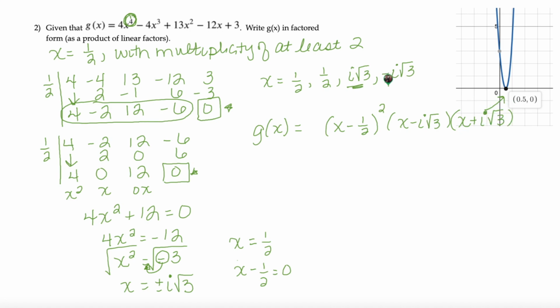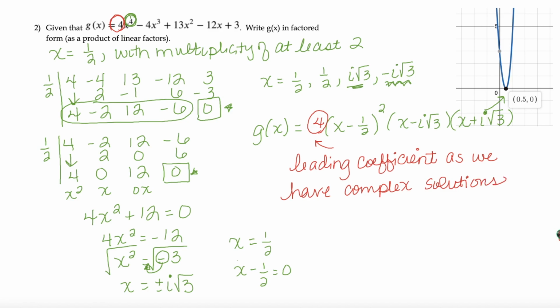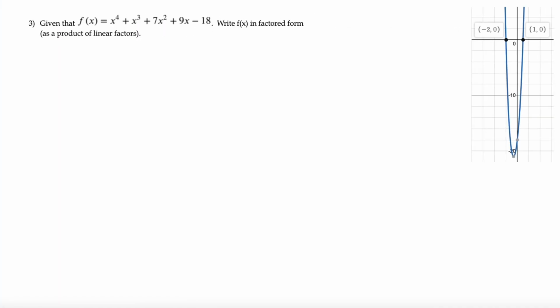From here, if I add i square root 3 to both sides and set it equal to 0. I also, friends, I need to grab the leading coefficient and bring that leading coefficient down here as well. Because we have a complex solution, we need to use the same leading coefficient. It's also important to note that complex solutions always come in conjugate pairs. Let's try another example.